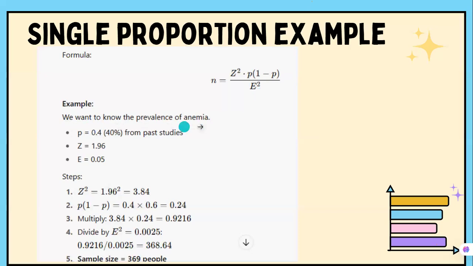We want to know the prevalence of anemia. This is the scenario. And from past studies, it is given that 40% of the particular group of people are suffering from anemia. When we calculated the p value from 40%, the answer is 0.4. How? When you divide 40 by 100, the answer comes to 0.4. z equals 1.96. This I have told you earlier. When we use a 95% confidence level, this is the value we check from the statistical table, that is 1.96. And for the margin of error, here we took the margin of error as 5%. Dividing 5 by 100, the answer will be 0.05.